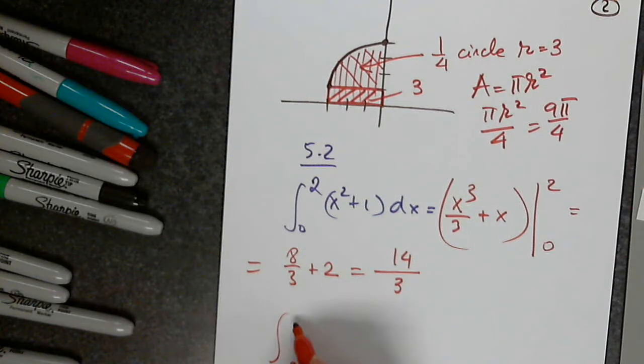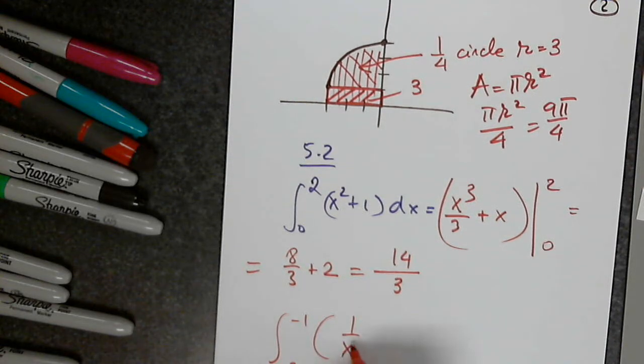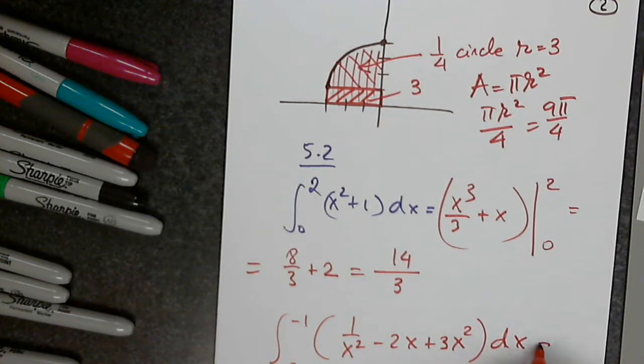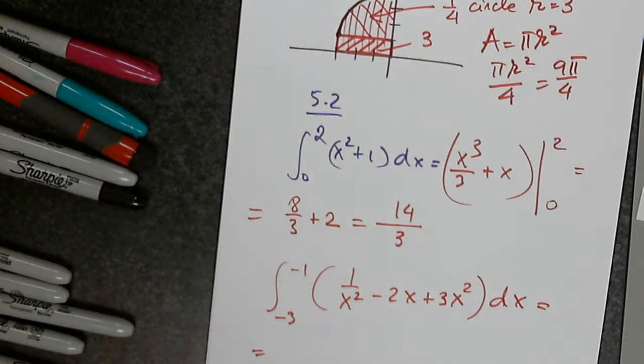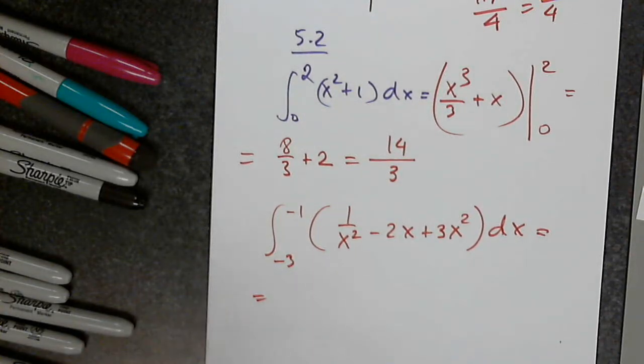The integral from -3 to -1 of 1 over x squared minus 2x plus 3x squared dx. And that's why I tortured you with this a long time ago and continuously. What function prime is 1 over x squared, with some minor change?